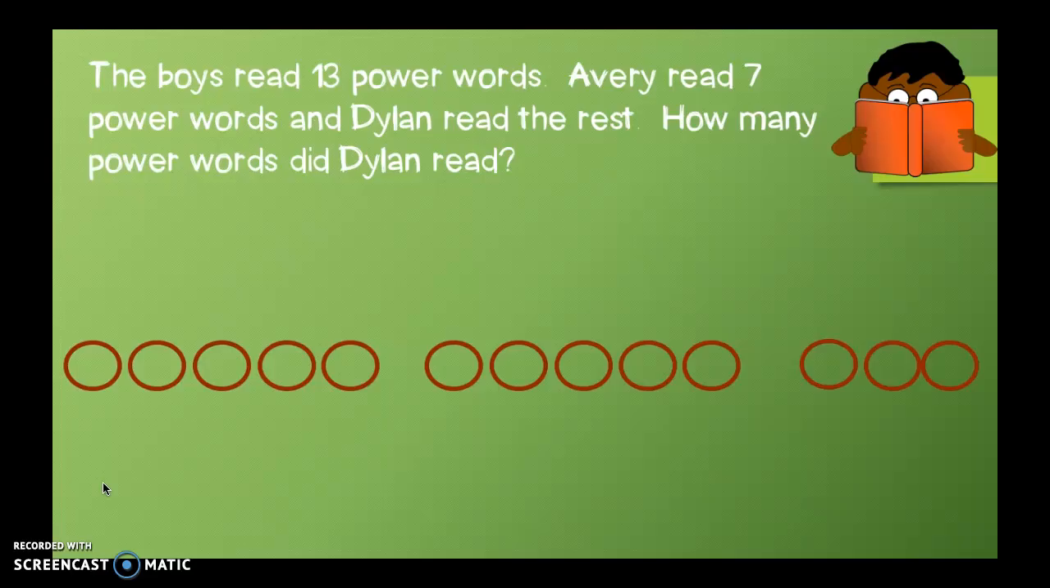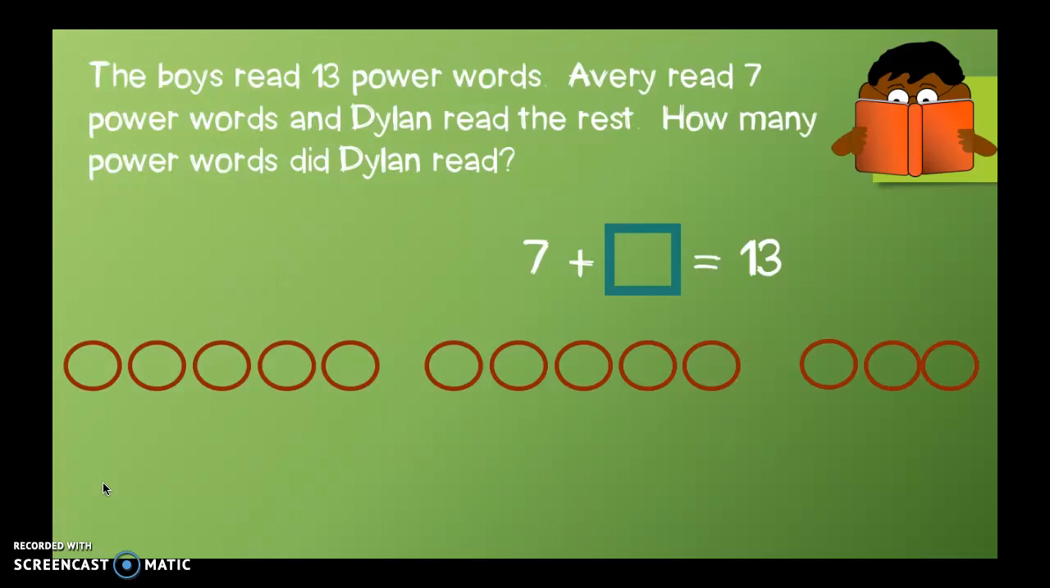Feeling good. All right, then it said Avery read 7 power words. What did you do to show that Avery read 7 power words? Yeah, I figured out that Avery's was a part because I know 13 is the whole amount. So I wrote 7 plus something equals 13. What should I put? What should I draw in that empty space right there? That's right, an empty box, so I don't forget what I'm looking for. I'm looking for the other part of the power words that were read, or how many Dylan read.